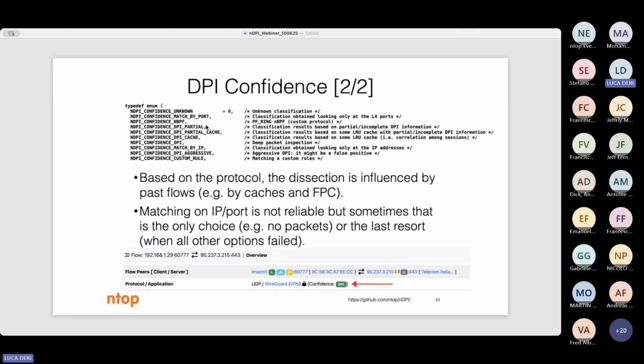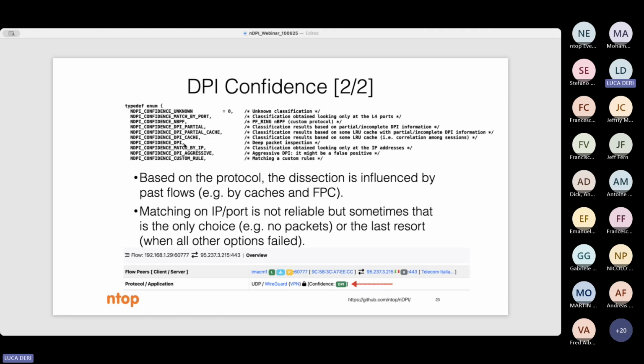The confidence is another attribute of the flow that specifies how a certain flow has been detected by nDPI. If it says confidence DPI, it means that the flow has been fully dissected. So we have analyzed the packet, we look at the packet payload, and we believe that this is really the protocol that we are reporting. So we're confident. I don't want to say 100%, but we have done our best unless there is a bug. So the confidence is close to 100%.